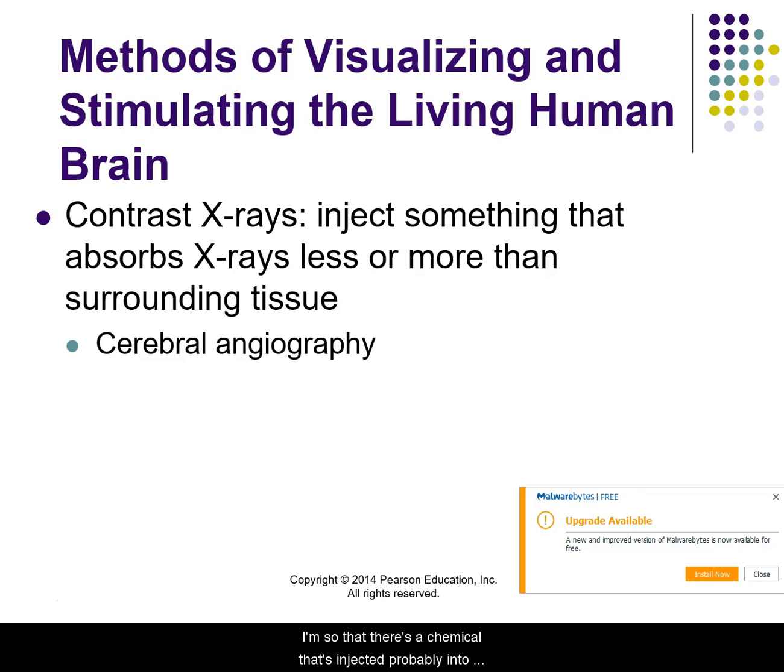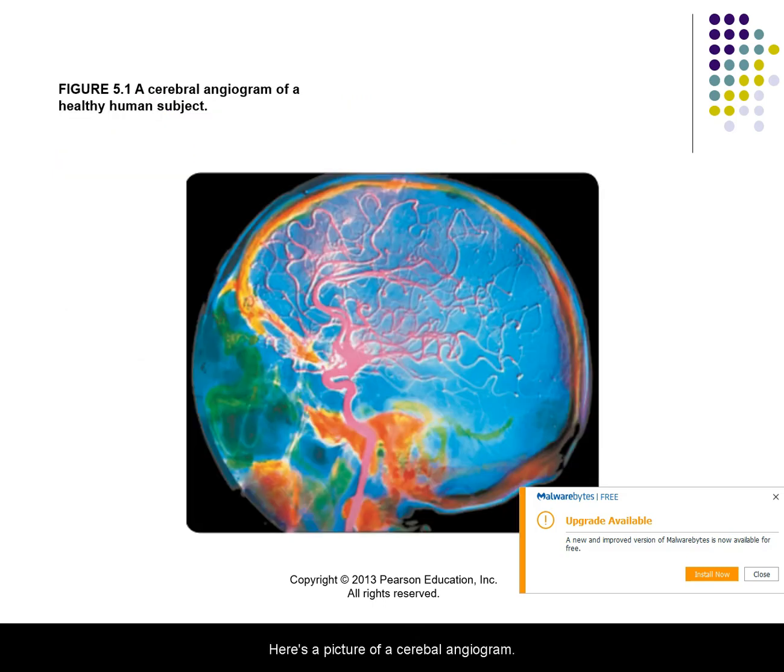Okay, so there's a chemical that's injected probably into an artery and sent up into the brain area. And so then when the x-rays focus on this, they're absorbed at different rates depending on if that chemical is present or not. And that process is called cerebral angiography. And here's a picture of a cerebral angiogram. Okay, so that's showing you that the chemical is going up through there. Basically, what you're looking at are the blood vessels surrounding the brain.